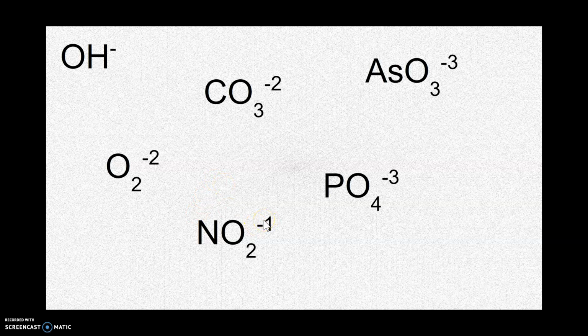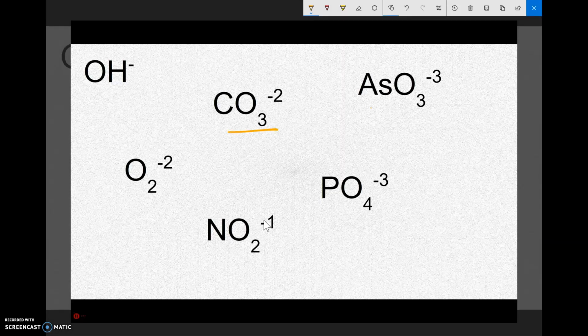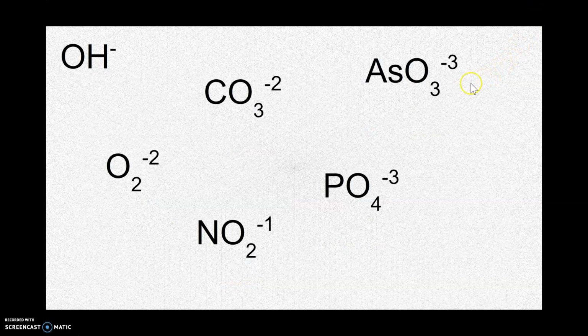I can hurry and tell you, this one right here is carbonate. This one is called arsenate. Arsenite. Arsenate has a 4. Peroxide, nitrite, and phosphate. Okay, I just want you to, again, become familiar with these polyatomic ions.